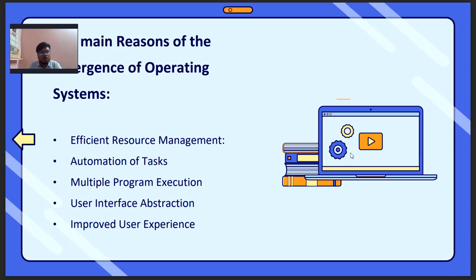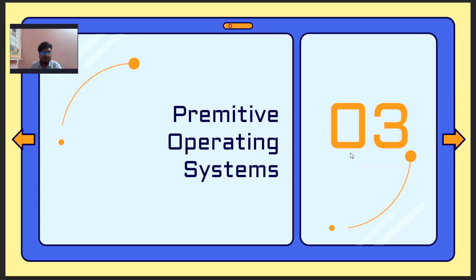So the following were the main reasons which led to the emergence of operating system. Number one, as computing became more complex, we needed something more efficient to manage our resources, such as the storage, the memory, etc. Also, we needed something to automate tasks. We needed multiple programs to run at a time, and we also needed an improved user experience. These are the main reasons that led to the emergence of operating system.